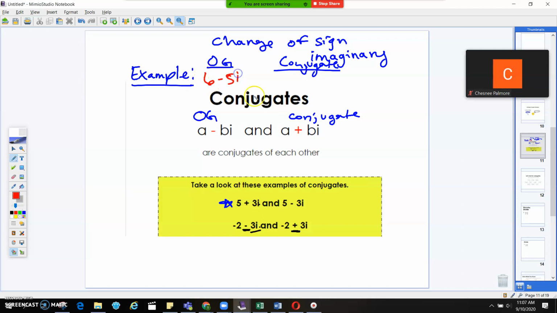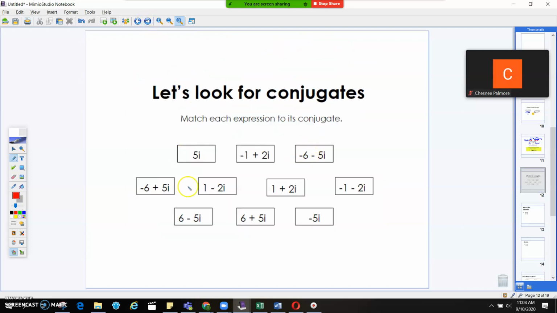6 minus 5i. So what would the conjugate be for that 6 minus 5i? Exactly. Okay, so it's going to be 6 plus 5i. Okay, so conjugate means you're just going to change the sign of the imaginary term. Even if this first number is negative, you don't change that number on the conjugate, just the imaginary part. Okay, so now I want you to take a moment and I want you to match up the conjugates. So match the expression with its conjugate.